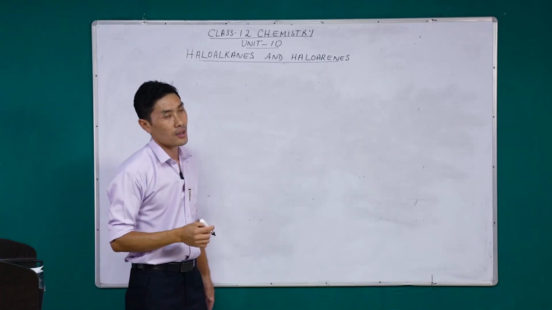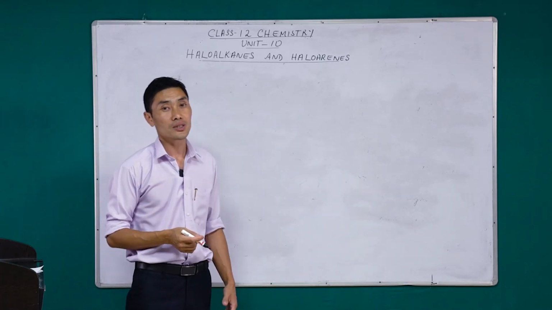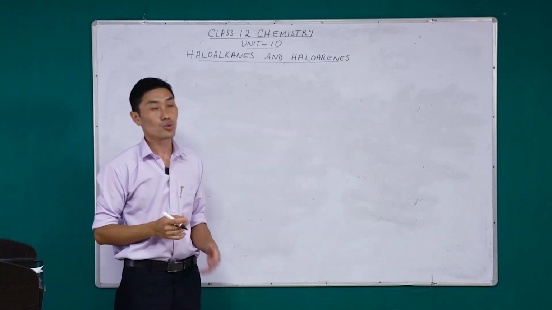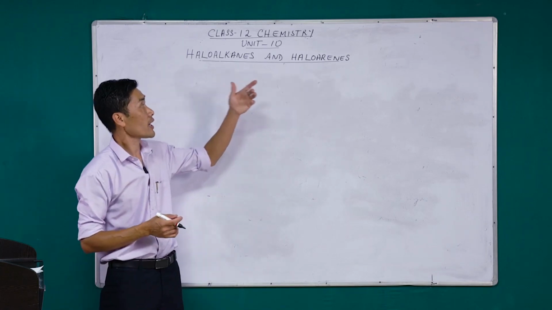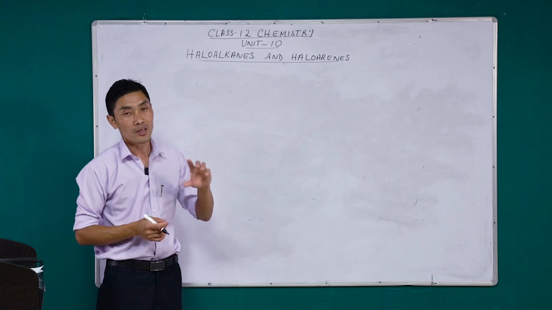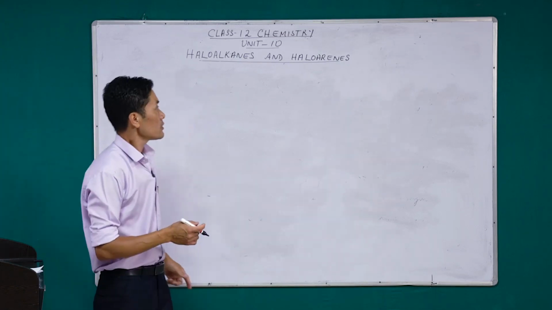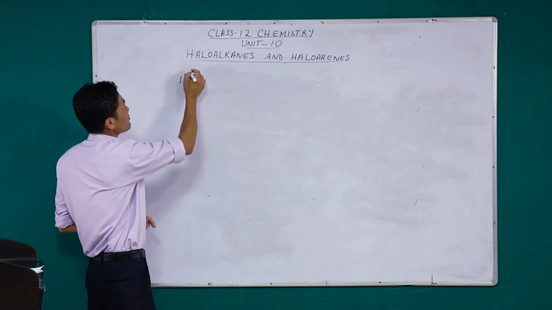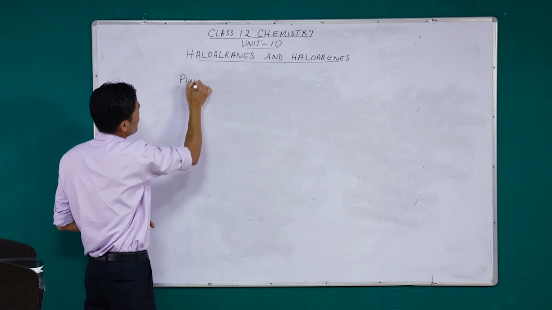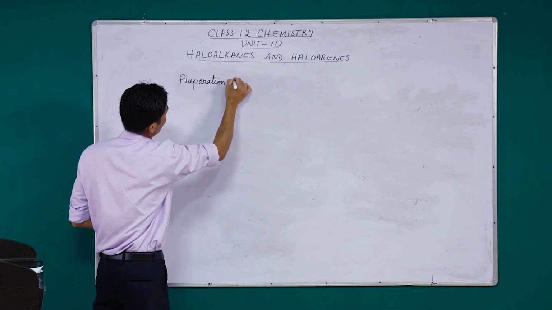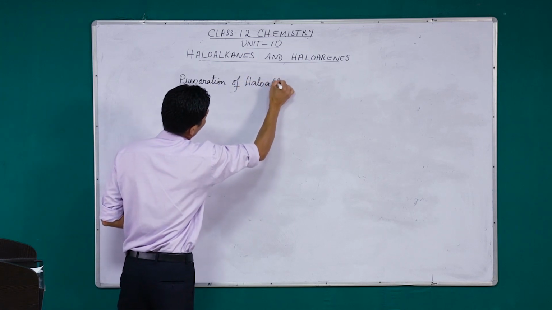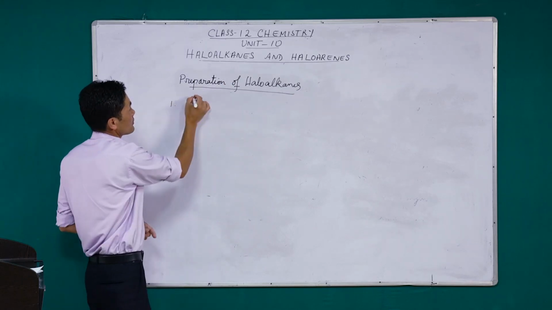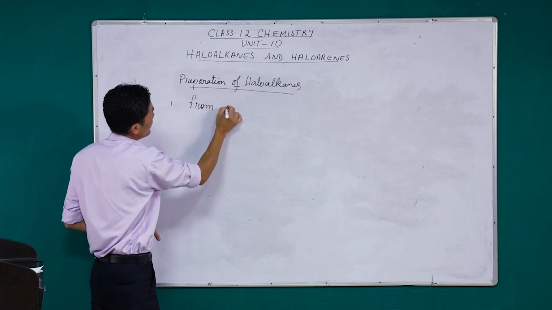Now let us see some of the methods by which we can prepare these haloalkanes and haloarenes. There are many methods actually that can be used for preparation of these haloalkanes and haloarenes, but we will be able to see only some of them. So first, let us see the preparation of haloalkanes. The first method is from alcohols.